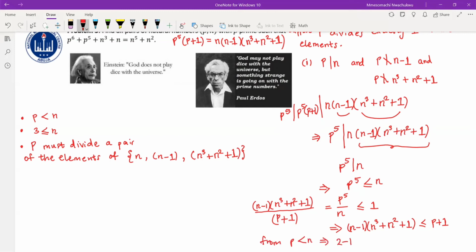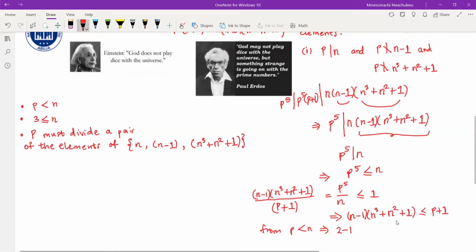2 minus 1, let me scroll down a bit again. Okay. So from p less than n and 3 less than or equal to n, this implies 2 minus 1 into, so I'll just replace, the reason why I put 2 is because 2 is less than 3, which is less than n. So we can put 2 less than n. Okay, so 2 minus 1, and then we'll just put p here. So p cubed, and then I'll just throw away this n squared. So I'm just trying to bound it, okay?